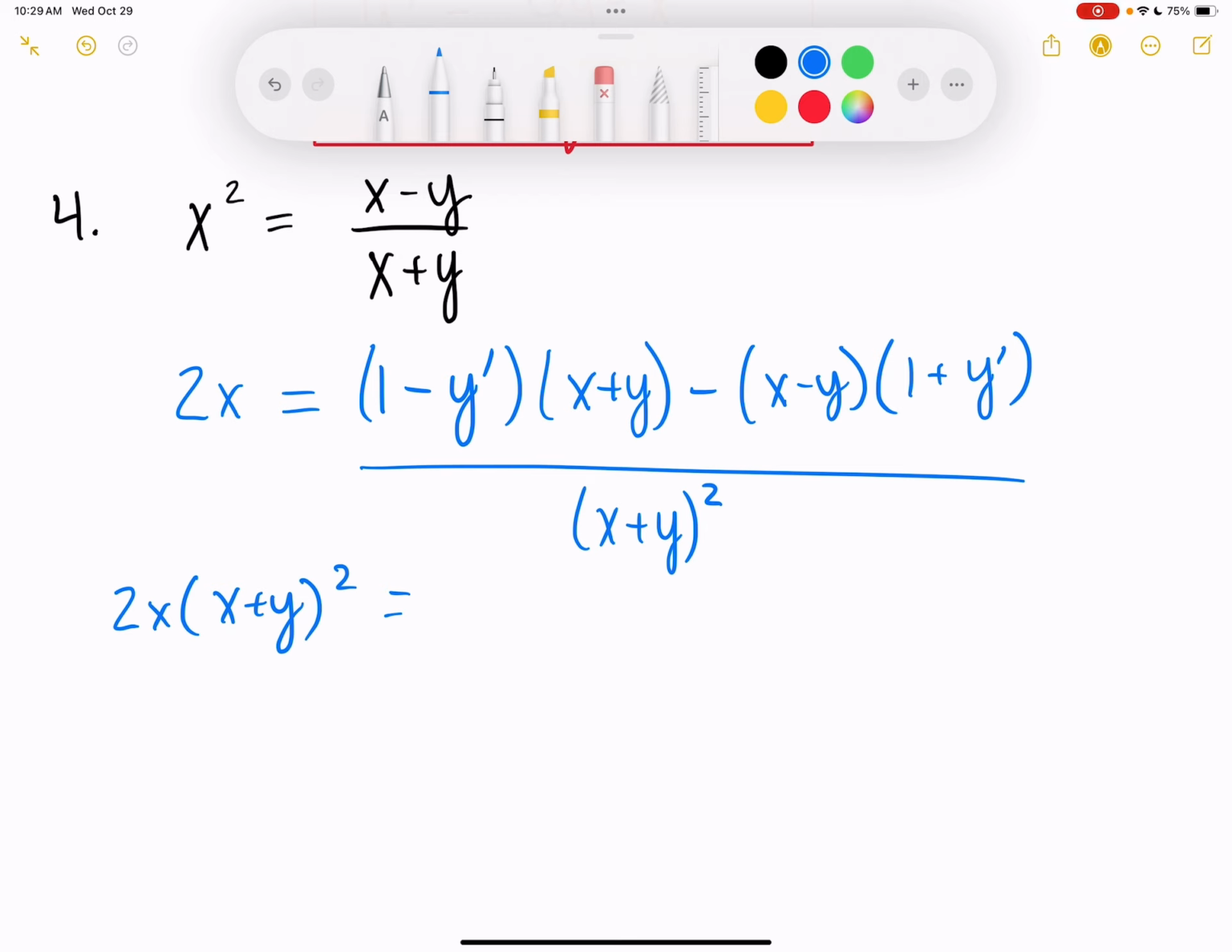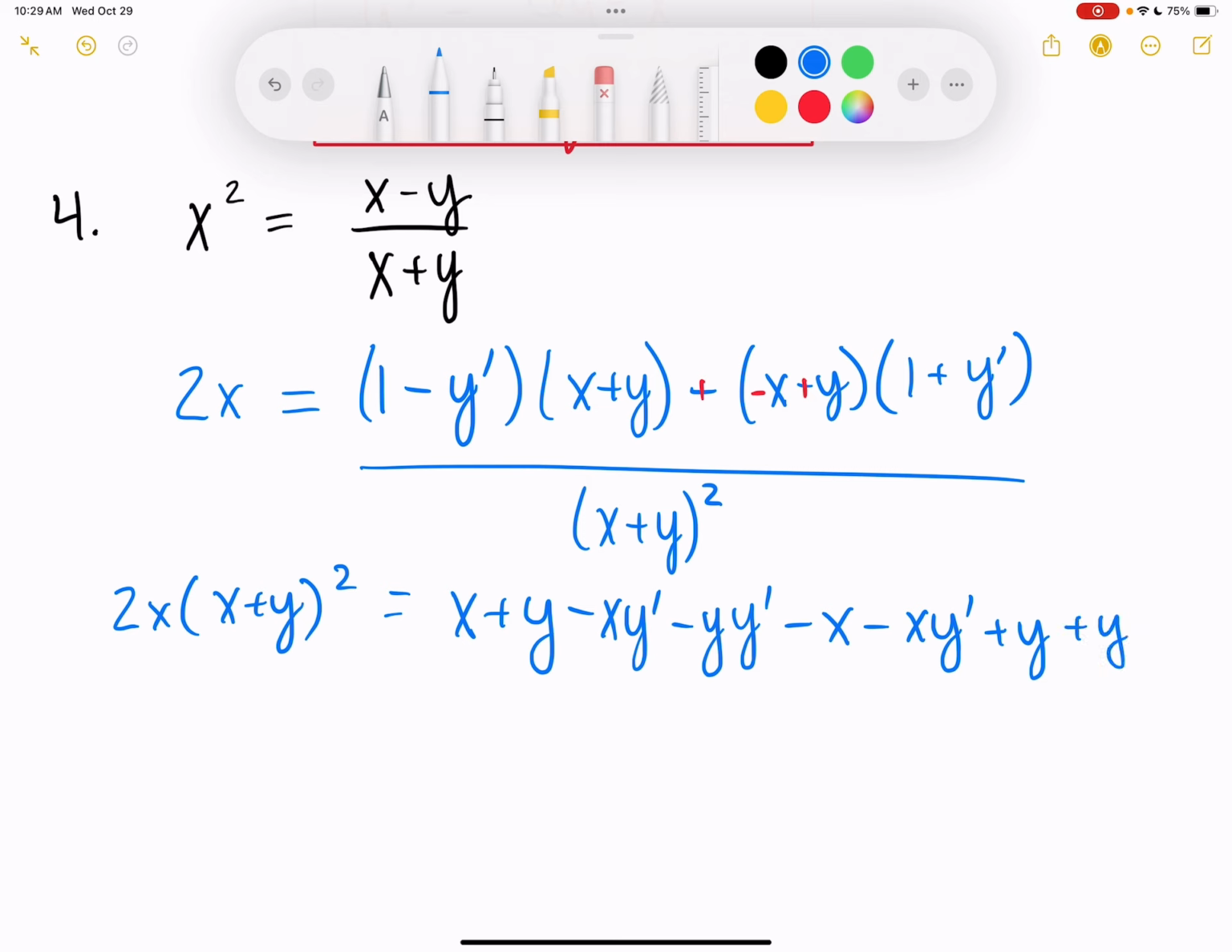So I've got x plus y minus xy prime minus yy prime. And then I'm going to try to multiply this negative through everything here. So let's do this: I'm going to make this positive, make that negative, make that positive, and then I don't have to think about it as hard. So I'm going to have negative x minus xy prime plus y plus yy prime.